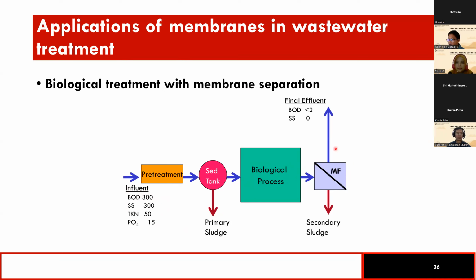And the final effluent will have very low biological oxygen demand. So it means that most of the organisms or the bacteria present in the wastewater are eliminated. Suspended solids are eliminated. And we will just be left with the concentrated secondary sludge. So this is a typical biological treatment with membrane separation process, which occurs in typical wastewater treatment plants.